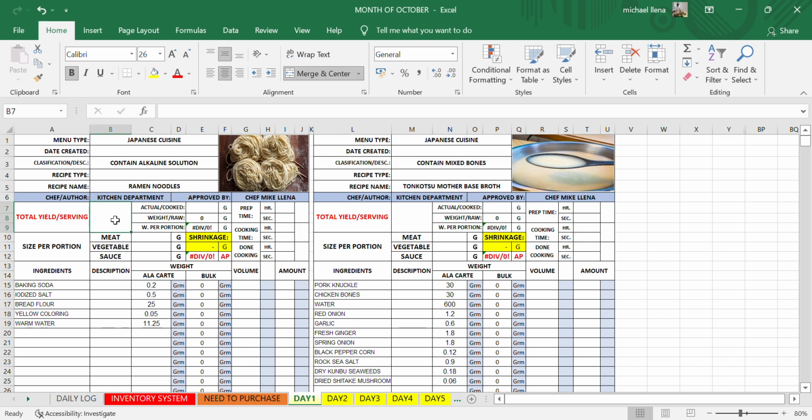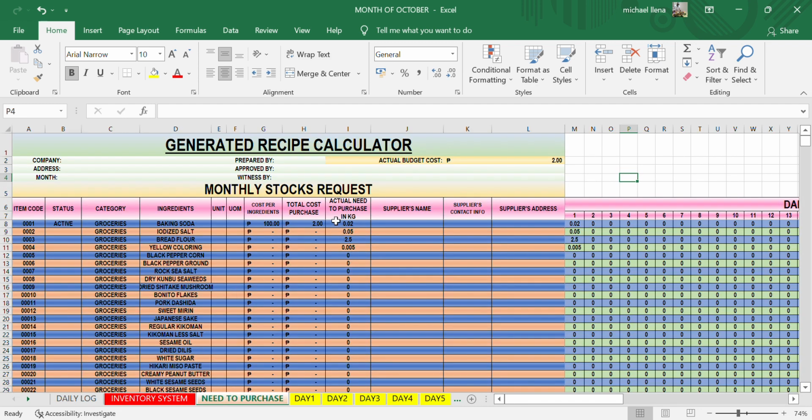For example, I want to make 100 portions. So my baking soda is supposed to be 20 grams, right? My bread flour is 2,500 grams, right? For 100 portions of noodles. Here in your purchase, they will look up the ingredients that you are looking for. Here, look, the baking soda is 20 grams and the bread flour is 2.5 kilos.